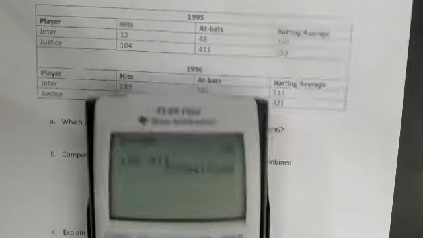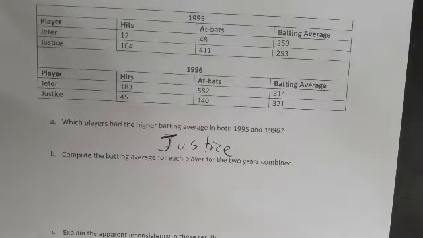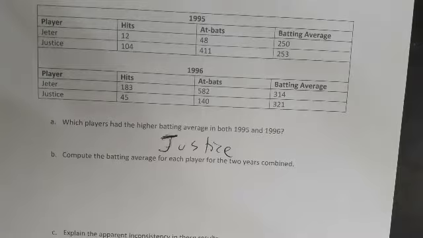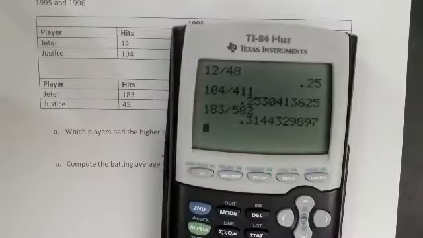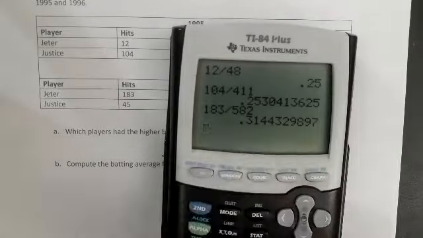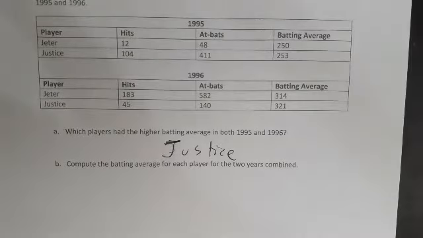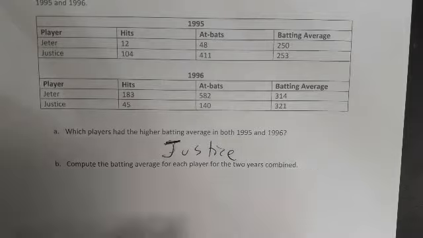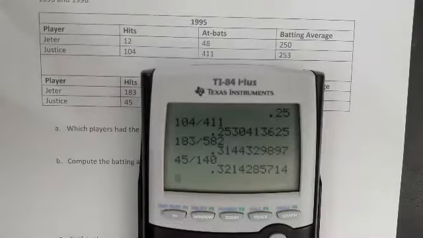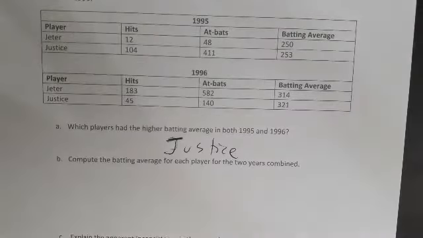So we can look at each of these numbers. What we're doing is we're taking the total hits and dividing by the at-bats. And then instead of a percent, they're doing it times 1,000. So we're going to go 3 decimal places. So this would be a 314 batting average. And this would give you 321, the last number that we have there. So if we want to compute the batting average for each player for the 2 years combined.